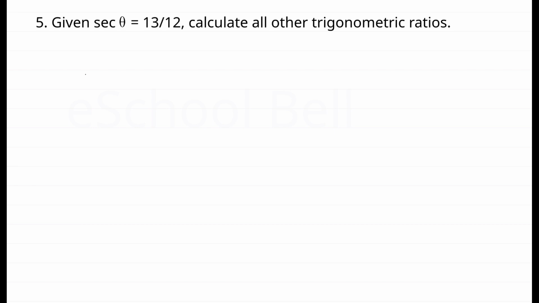Now let's see the next question. The next question is, given that secant theta is equal to 13 by 12, calculate all other trigonometry ratios. We will also solve this using Pythagorean theorem. We can also do it by trigonometry identities, but we will do it with Pythagorean theorem. First, let me draw the triangle.